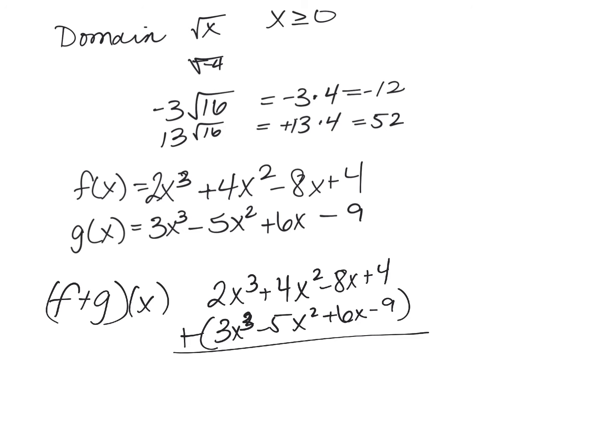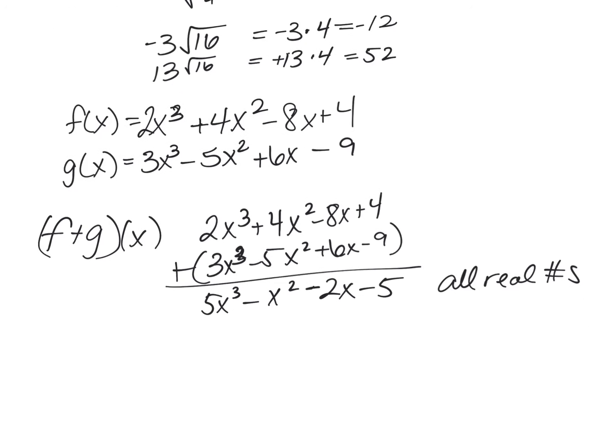This is x cubed. So I get 2x cubed plus 3x cubed is 5x cubed, minus 4x squared minus 5x squared is minus 1x squared. Negative 8x plus 6x is minus 2x, and 4 plus negative 9 is minus 5. So f plus g of x is this polynomial. The domain of these polynomials is all real numbers. I can plug anything into a polynomial, so the domain is always all real numbers on a polynomial.